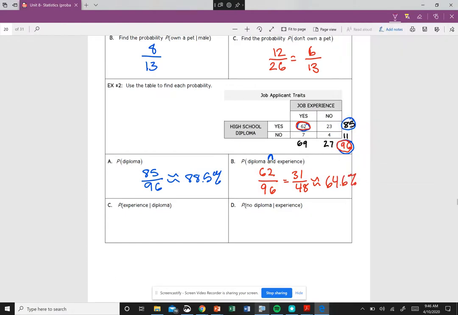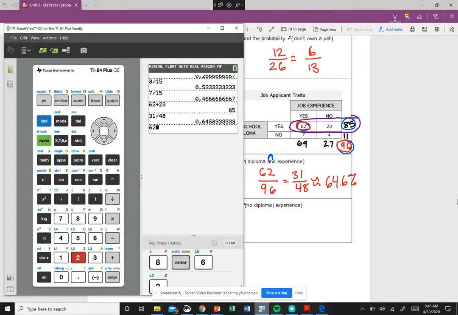All right. Okay, now we're given a given. So we're only looking at the kids who have diplomas. So we're only looking at this. So given that they have a diploma, that's only 85 kids that we're looking at. How many of those kids have experience? So 62 out of 85. So if we do 62 out of 85, we get 72.9%.